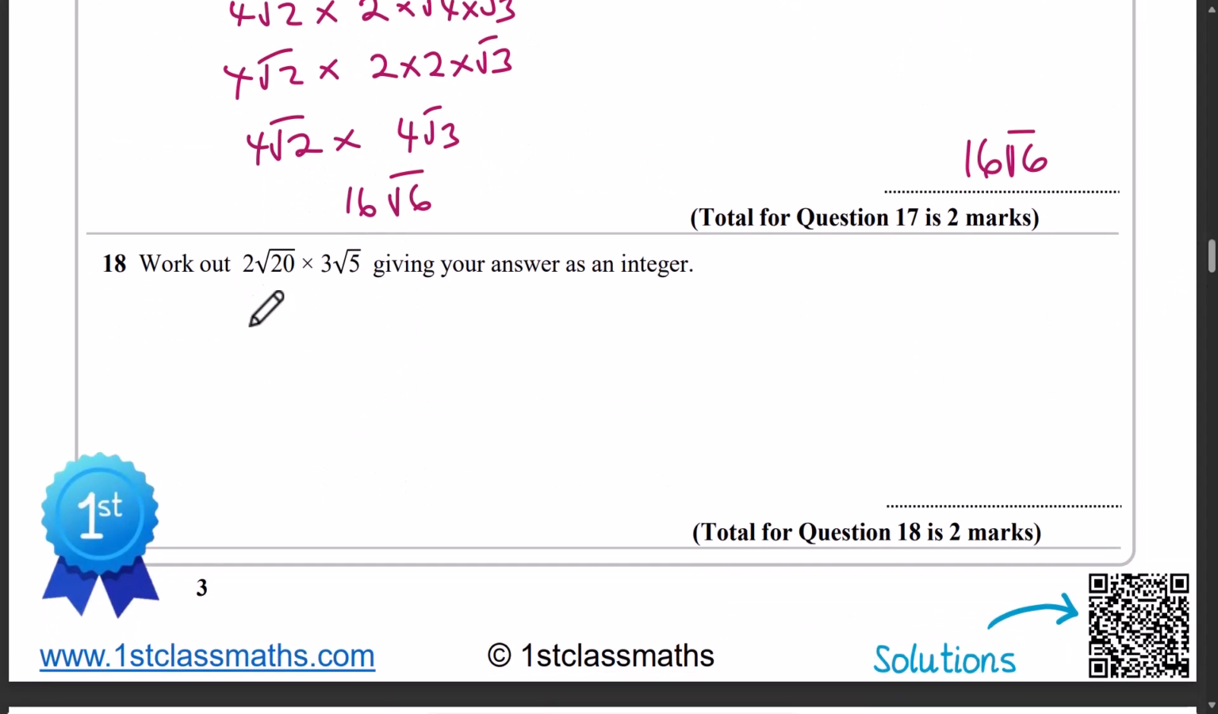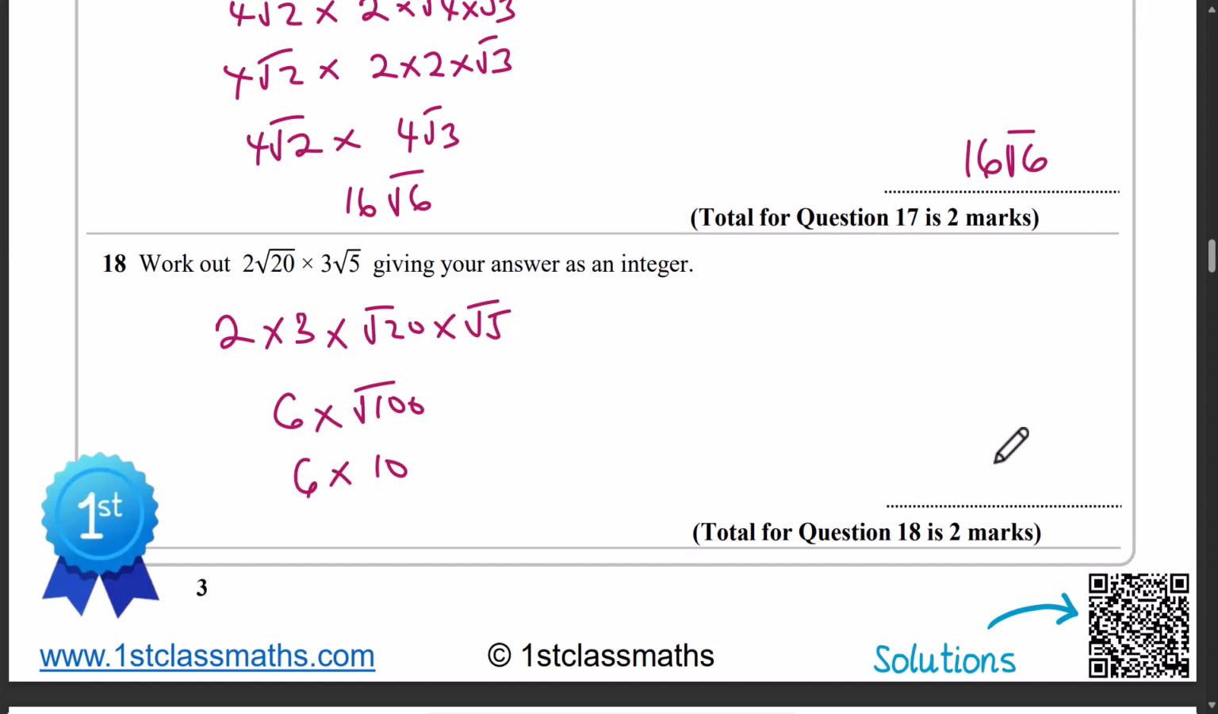The same for this one. I think I'll rather do the quick way. I'll multiply 2 times 3 and then multiply root 20 and root 5. Root 20 times root 5. And 2 and 3 is 6. And of course, if I multiply 20 and 5, that's going to be root 100. I know the square root of 100 is going to give me 10, and I multiply by 6, and the answer is definitely going to be 60. 6 and 10 is 60.